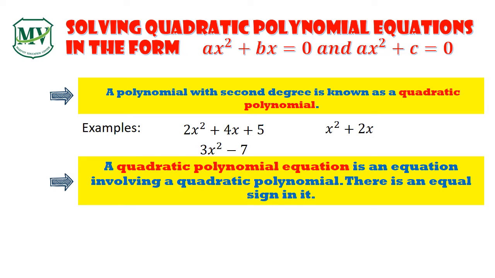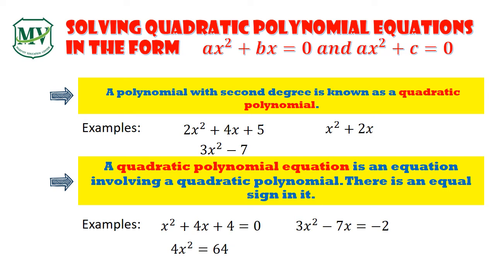A quadratic polynomial equation is an equation involving a quadratic polynomial. There is an equal sign in it. Examples: x squared plus 4x plus 4 is equal to 0, 4x squared is equal to 64, and 3x squared minus 7x is equal to negative 2.